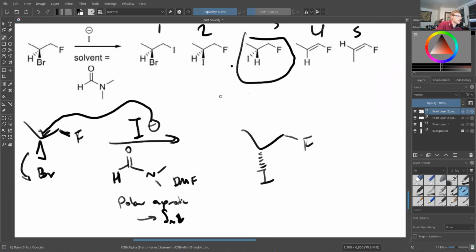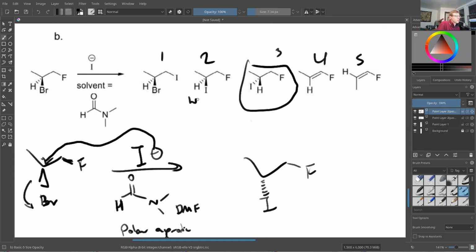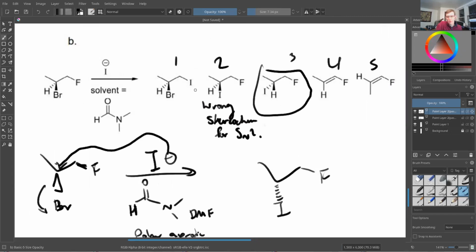So 2 has wrong stereochem for SN2. Okay. What's wrong with 1? Is there anything wrong with 1? Yeah, they have the wrong leaving group. Yeah, fluorine is a terrible leaving group. So we can't take the fluorine off. Yeah, carbon-fluorine bonds are basically untouchable.